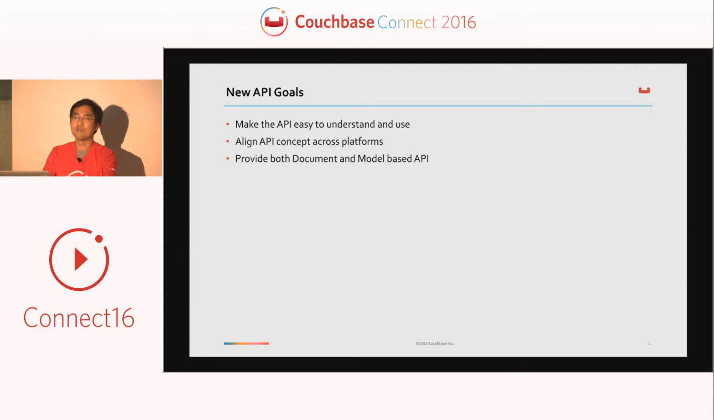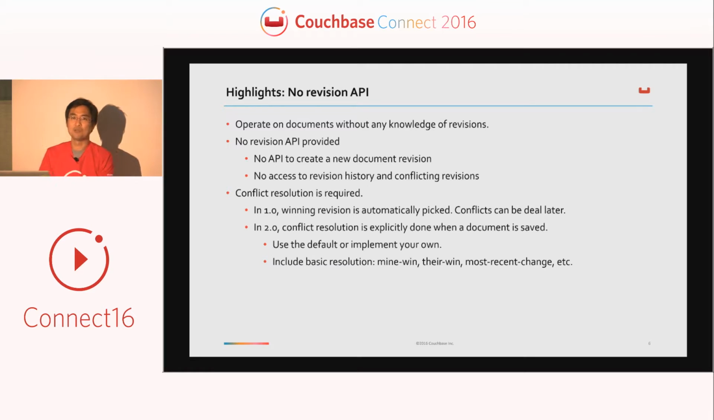So the goal of the new APIs is pretty simple. The first one, we would like to make the API easy to understand and use, and we would like to align the concept of the API across platforms. So each platform will have the same set of API features, but the presentation of the API might be different based on what makes sense to the platform. And the API will provide both document and data model-based API. So I would like to highlight some of the key design of the new 2.0 API.